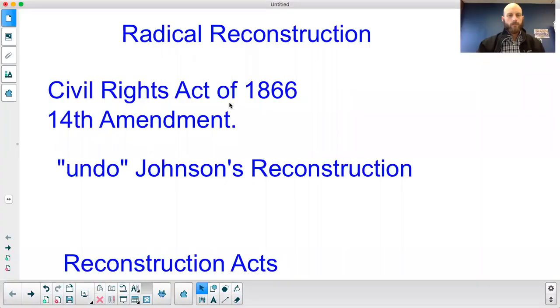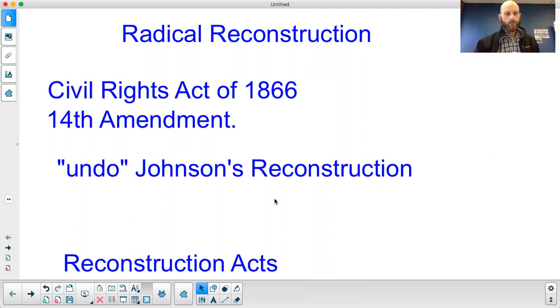All right, so radical Reconstruction. Remember in the last video we talked about how the radicals gained a 3-to-1 majority in Congress, and this is pretty much what they're going to do once they have that majority. We went over the Civil Rights Act of 1866 and the 14th Amendment. In general, what we're trying to look at here is the undoing of Johnson's Reconstruction. And they're going to do that with the Reconstruction Acts. Now remember, they have a 3-to-1 majority. They can overturn any of Johnson's vetoes on these acts.